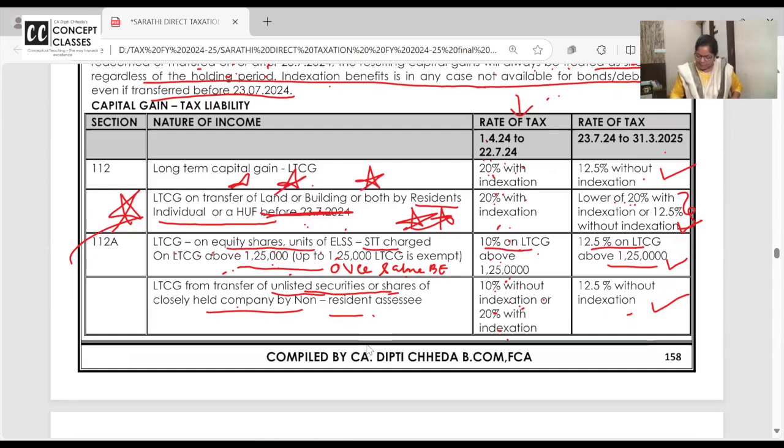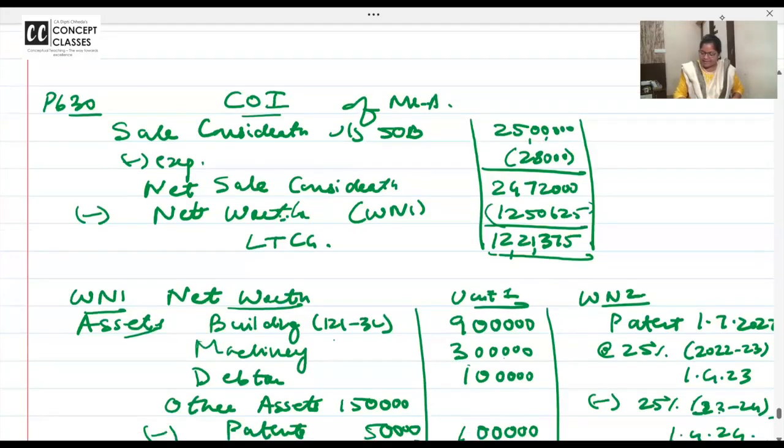For long-term capital gain, I'll give you some examples. The unutilized basic exemption concept I'll also explain. Go to your notebook, please. Tax rates.